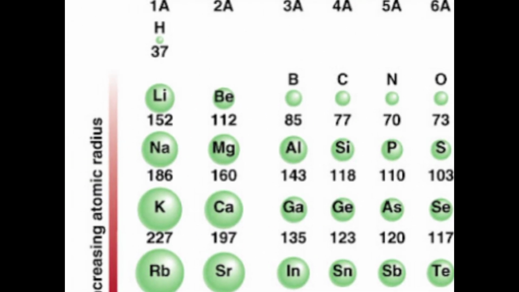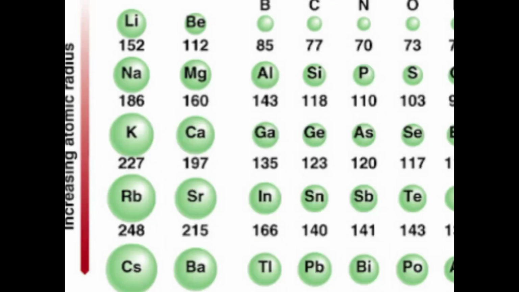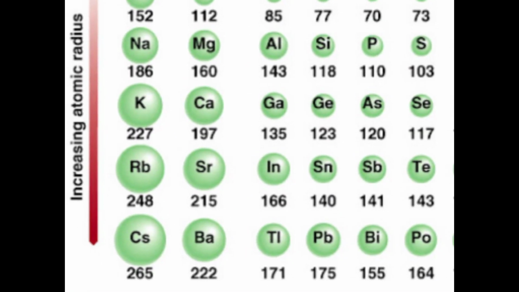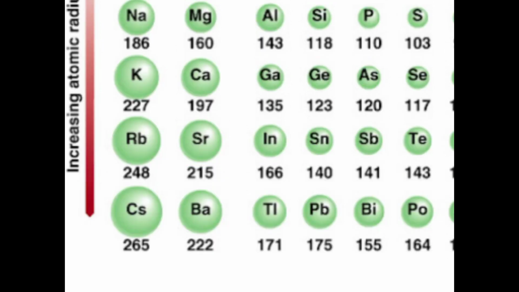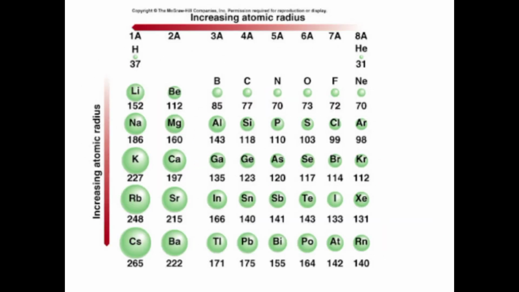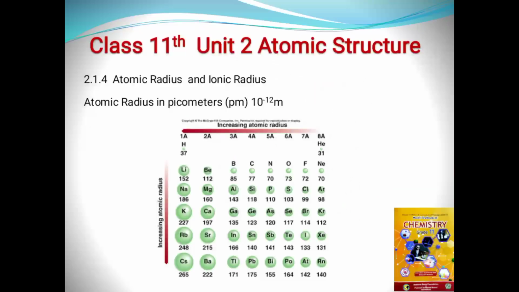Similarly, you can see in a group from top to bottom that hydrogen has 37, lithium 152, sodium 186, potassium 227, rubidium 248, and cesium is 265. So along the group from top to bottom, the shielding effect increases, and as a result the atomic radius also increases.